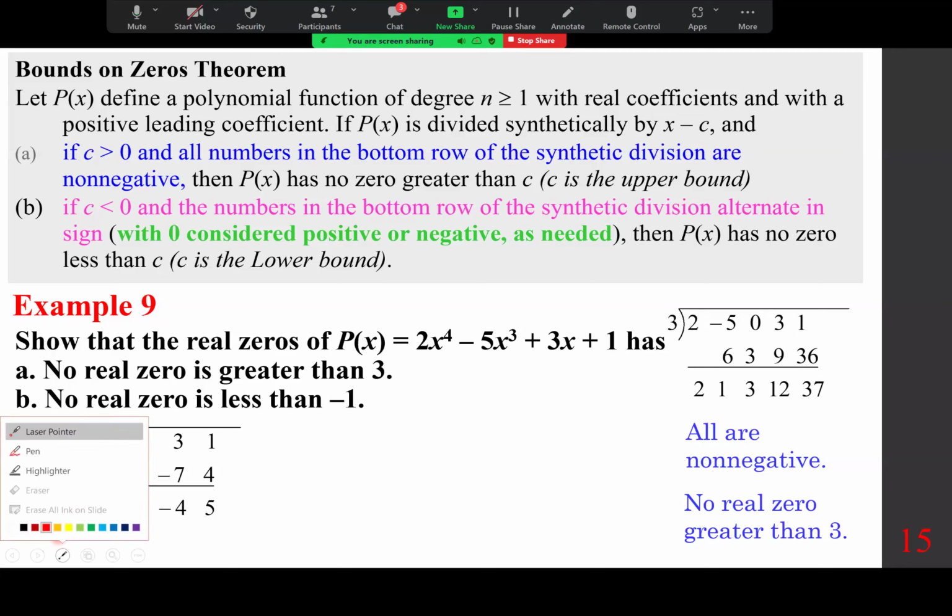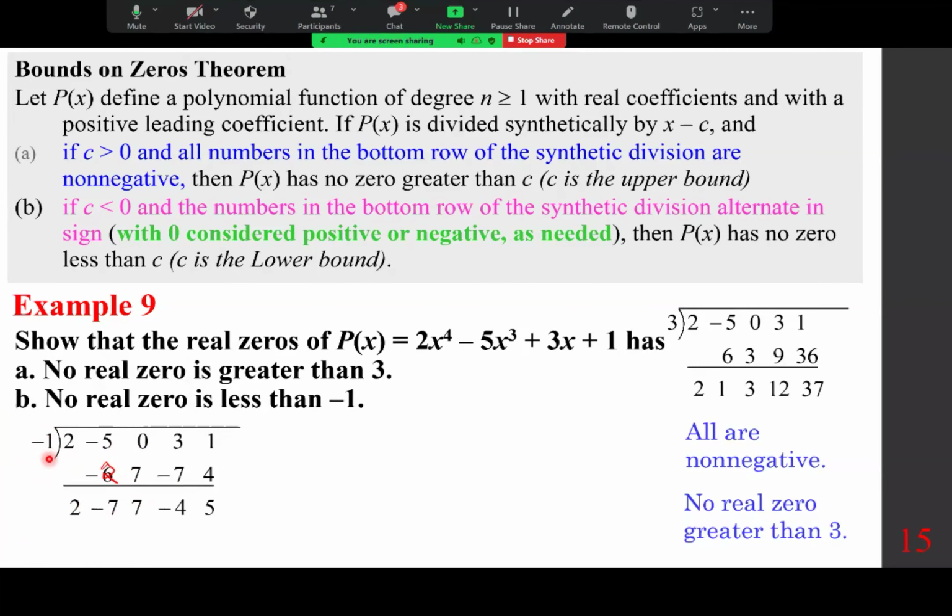So that was a mistake, class. 2 times -1, -2 and -5 is -7. -7 times -1 is 7, and 0 is 7. 7 times -1, -7, and 3 is -4. And -4 times -1, +4, and 1 is 5.